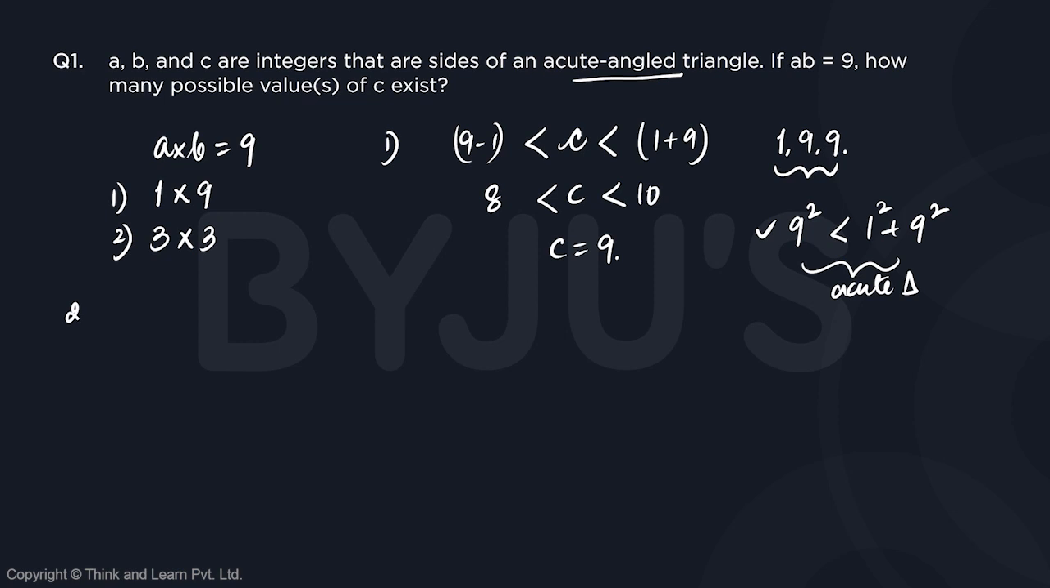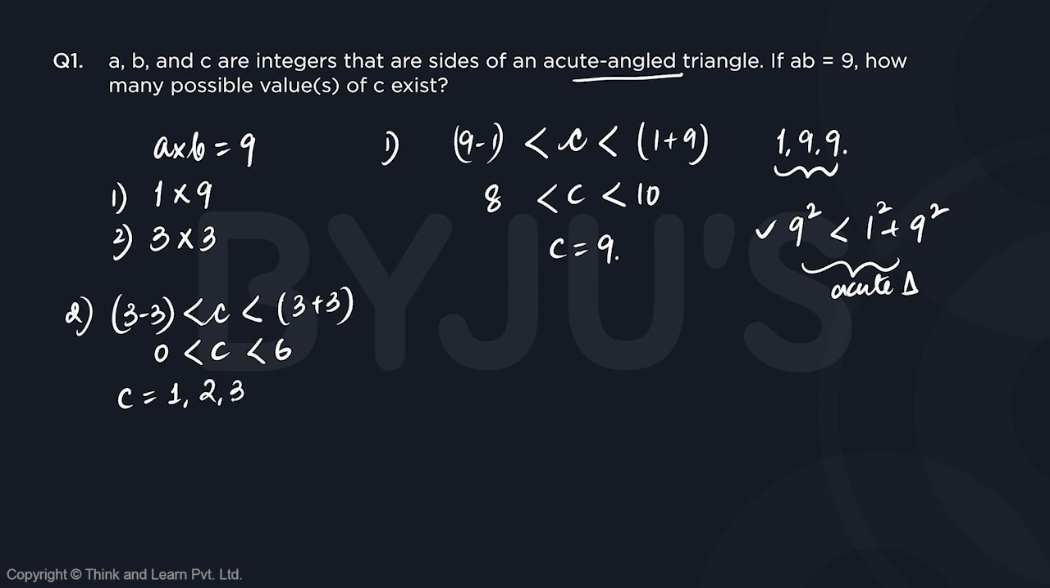Now the second scenario is when the two sides are 3 and 3. In that case, C is going to be less than the sum of the other two sides and greater than the difference of the other two. So that means C should be greater than 0 and less than 6. So the different values of C that we can take are 1, 2, 3, 4 and 5.